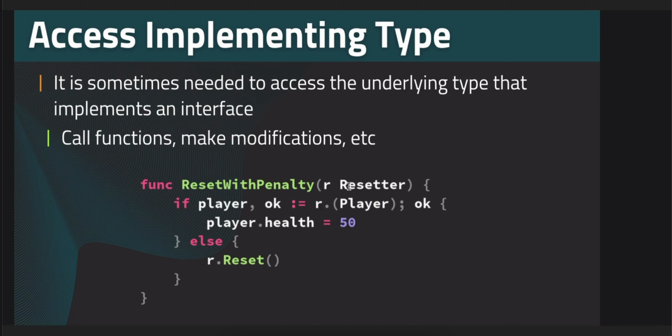Suppose there is this resetter interface, and it has two type aliases like player and umpire. Now if it is player I want to do something different, and if it is umpire I want to do something different. So you can use something like r.player to check what type alias exactly it is.